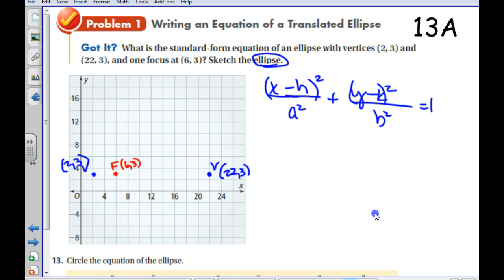All right. Now, with that in mind, what can you tell me? Okay, so Sean says from here to here is 20 units. Does everybody see that? From 2,3 to 22,3? Okay, that's called the length of the major axis. Thank you, Vincent.